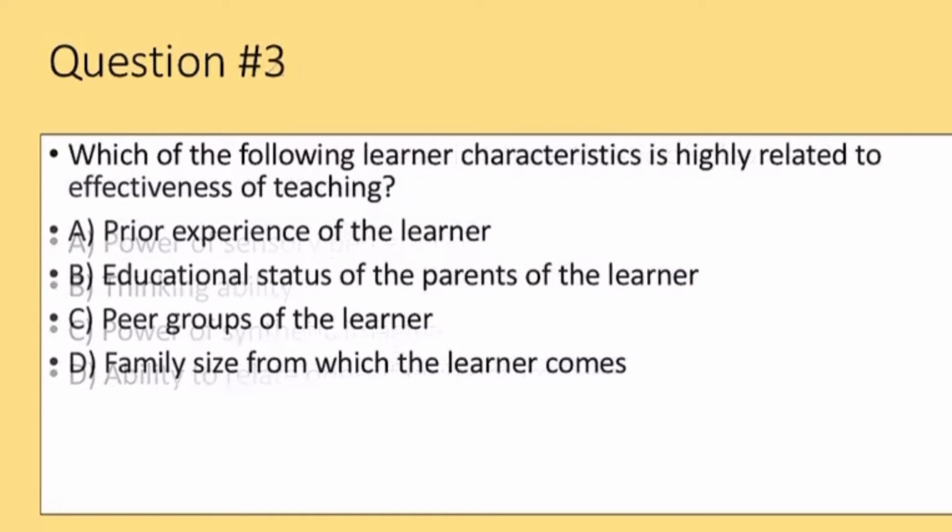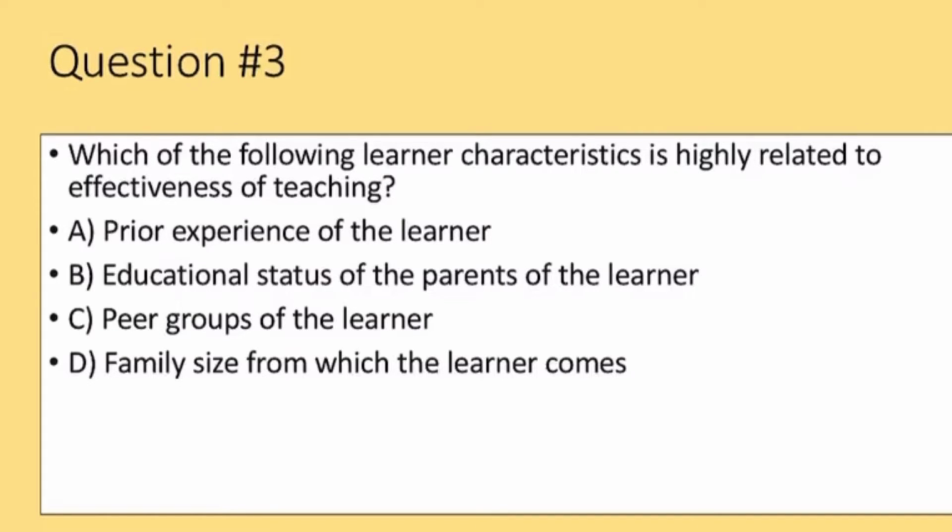Now we'll move to the third question. Which of the following learner characteristics is highly related to effectiveness of teaching? A, prior experience, B, educational status of the parents, C, peer groups and D, family size.